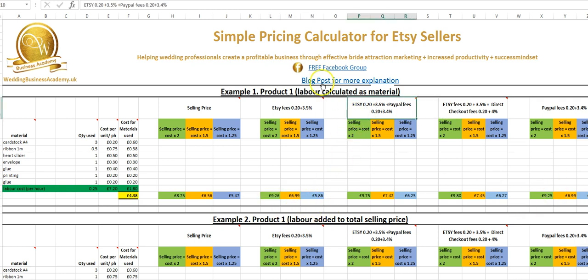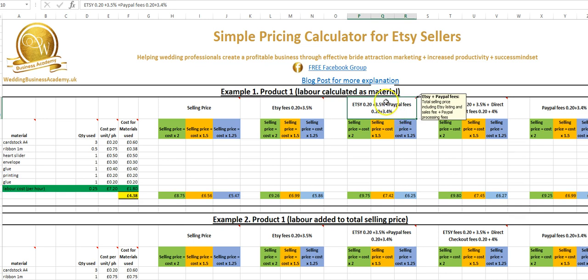And here, this section accounts for Etsy's fees, Etsy's listing fees, the commission, and the PayPal fees. If you sell on Etsy, there are two ways you can get paid. The first one is by using Etsy's direct checkout, so that's Etsy's own payment processing system. Or you can get paid via PayPal, where PayPal charges you as well for processing your payment. So, yep, there's more fees added.